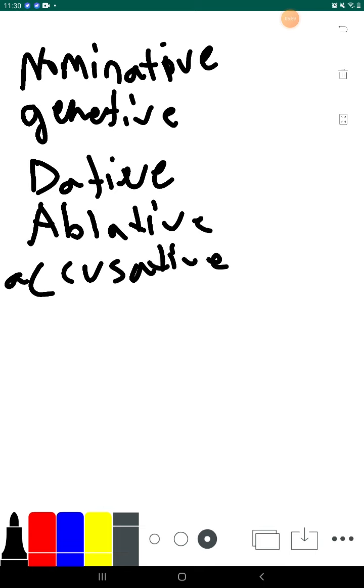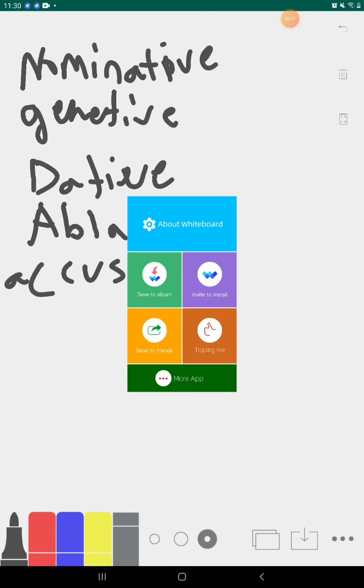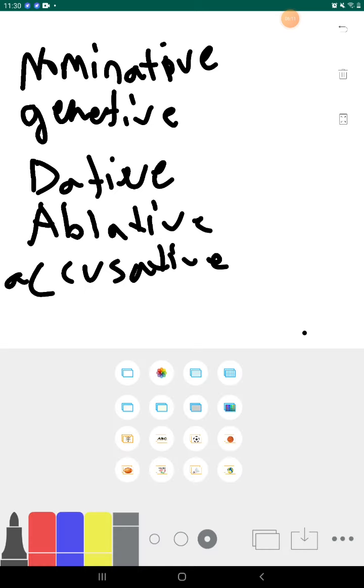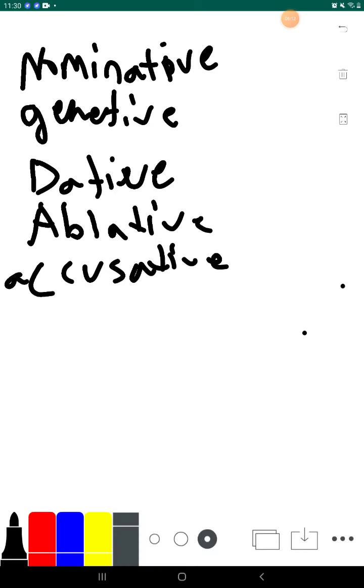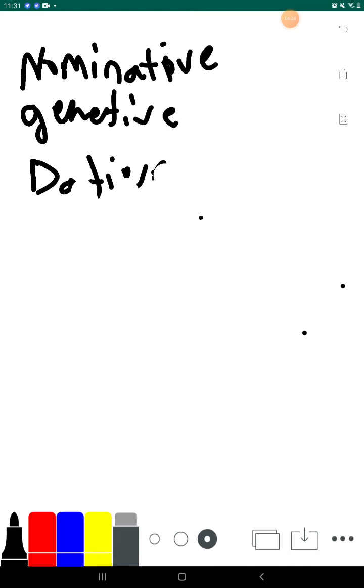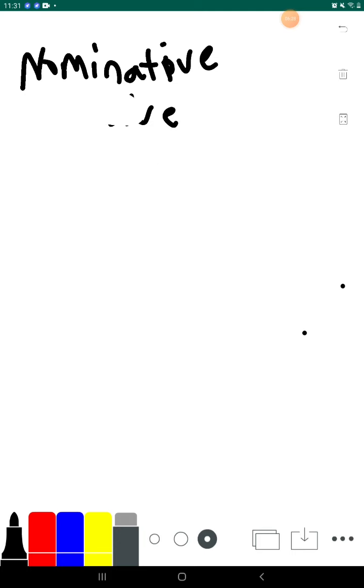But, okay, where's the eraser? I barely use this app. I'll be right back when I find the eraser. Okay guys, I found the eraser. It's this one.